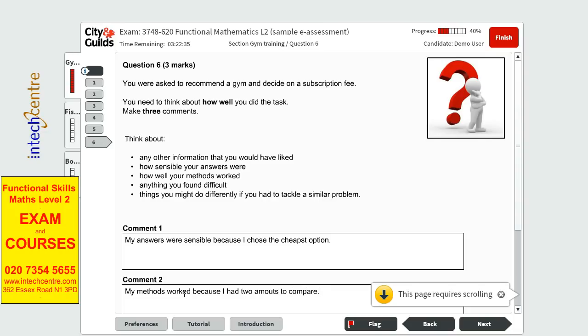Or you could say something like, the method I used, working out how many sessions together for each person, how many sessions each person used for the whole week, and it helped me to see that Bullish Gym would work. It's a bit more confusing, but they accept that as well.